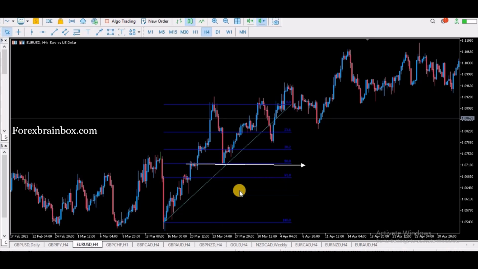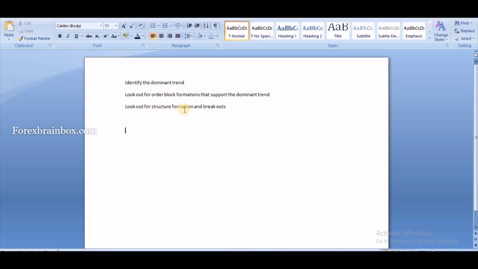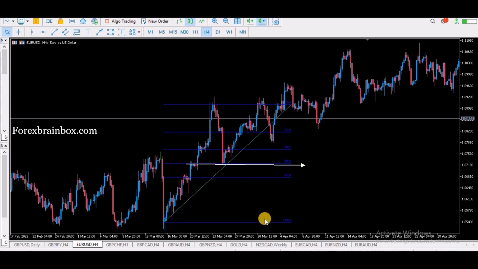Okay, so now we've established that. What do you do next? Do you start buying once the market gets to that zone? Of course not. This is where you now apply the last one. Look out for structural formations and breakouts.